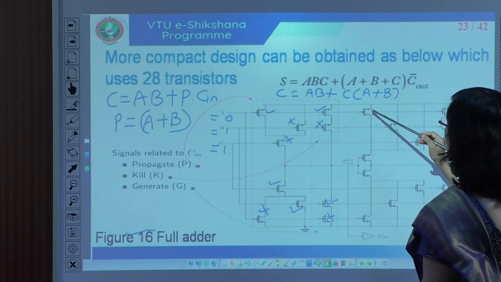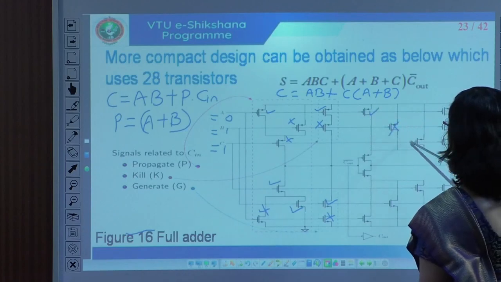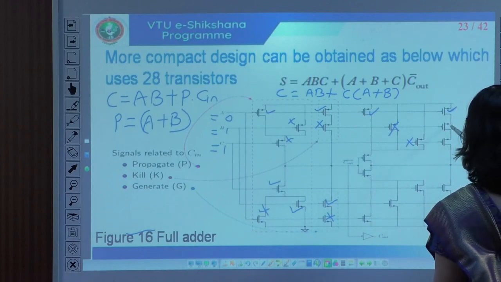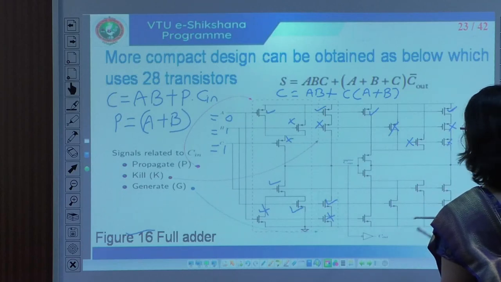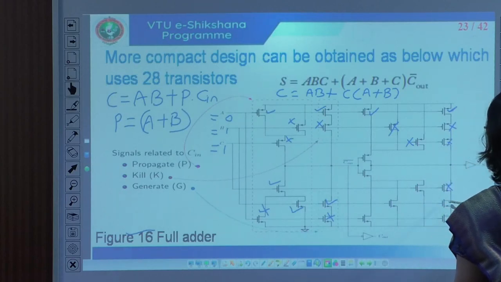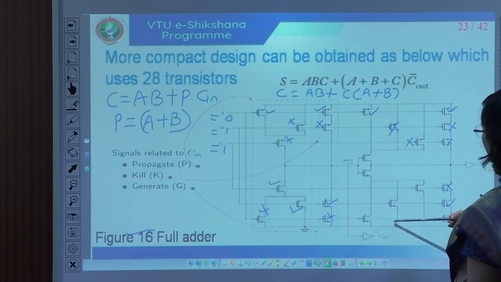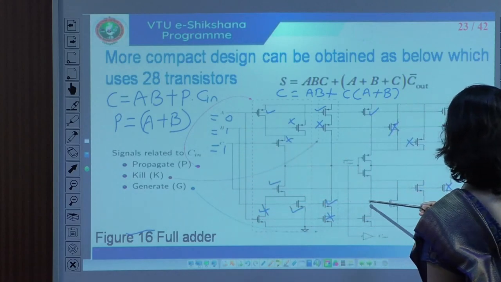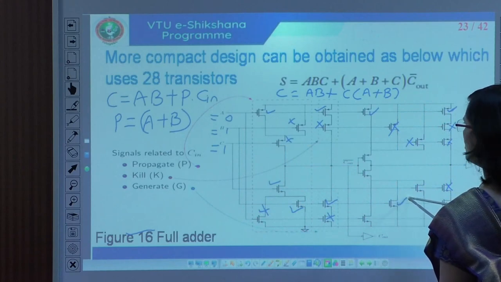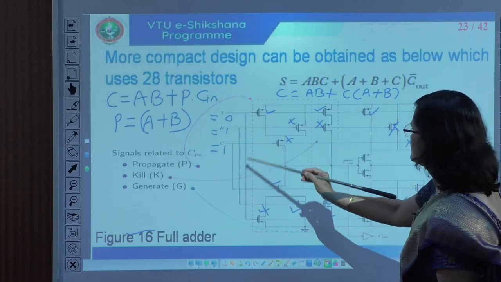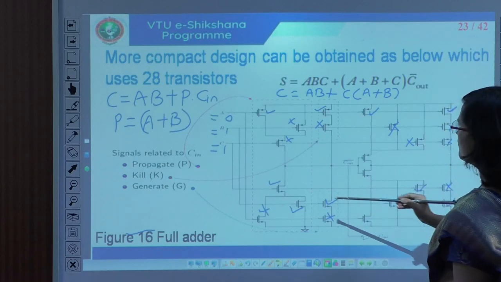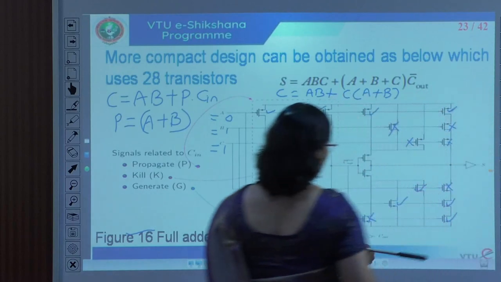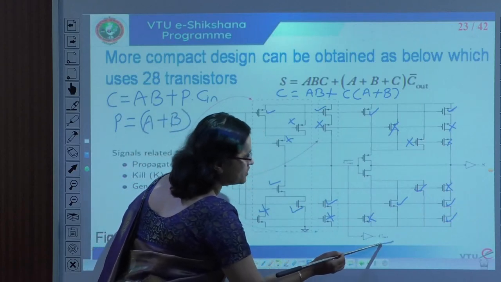Now this is A, so this is on, whereas B and C will be off. Similarly, A is on, and B and C will be off. So here A is off, whereas B and C will be turned on. Let me track the signal. This is B, this is on, and this signal is C, this is also on, whereas this signal is A, so this is off. Finally we get the output here as Cout and Sum.